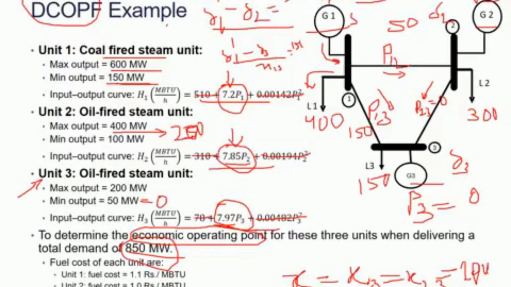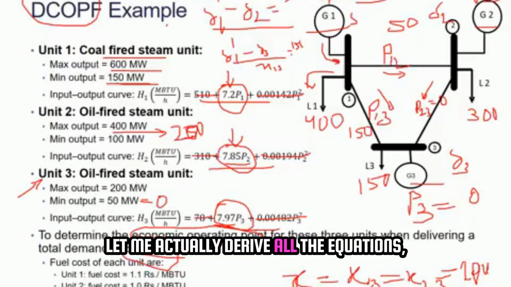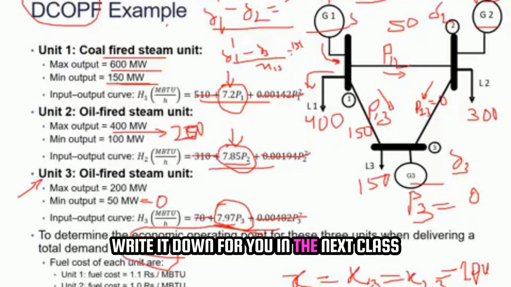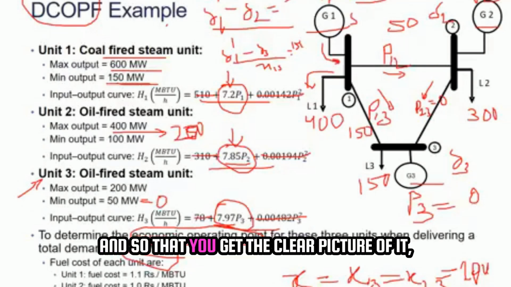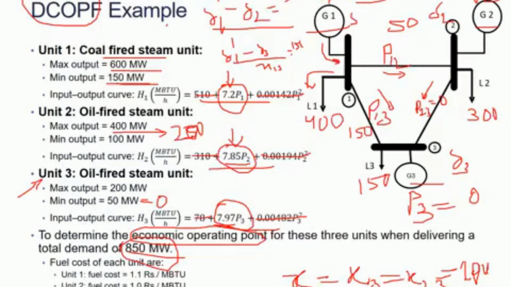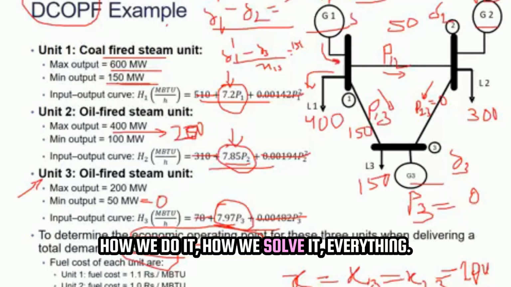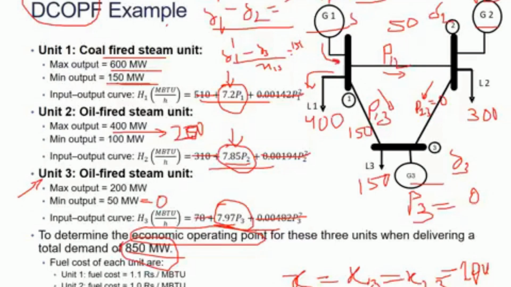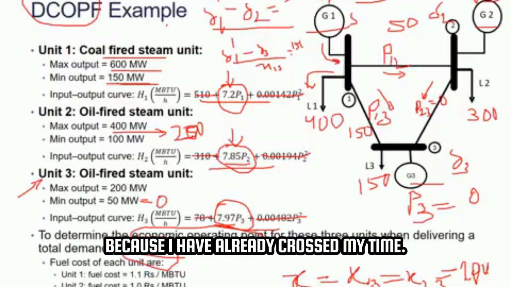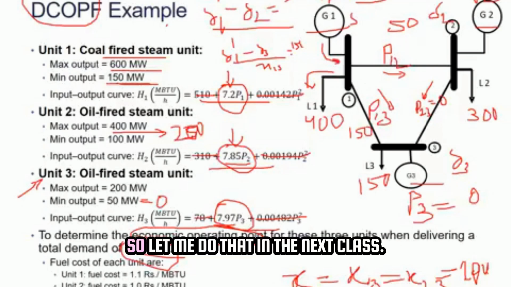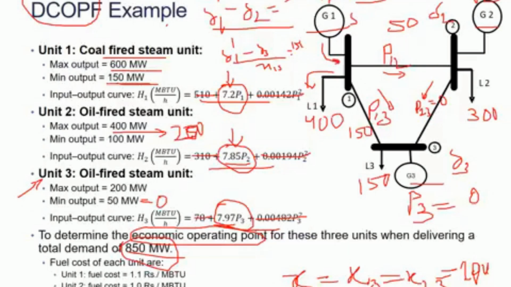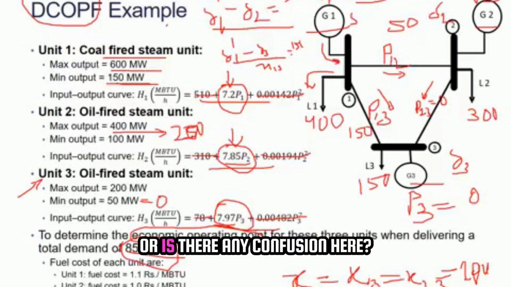Let me derive all the equations and write them down for you in the next class, so that you get the clear picture of how we solve it. I'll make it very clear in the next class. Is it fine now? Because I have already crossed my time. Let me do that in the next class. But you got the idea, right? Or is there any confusion here?